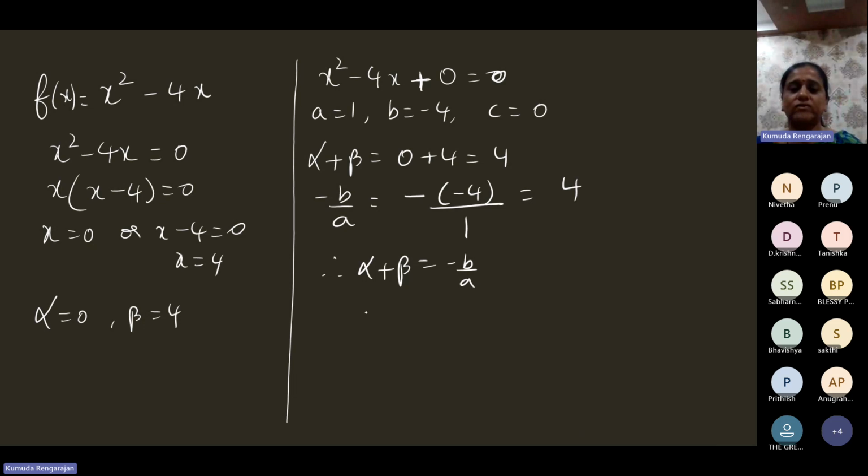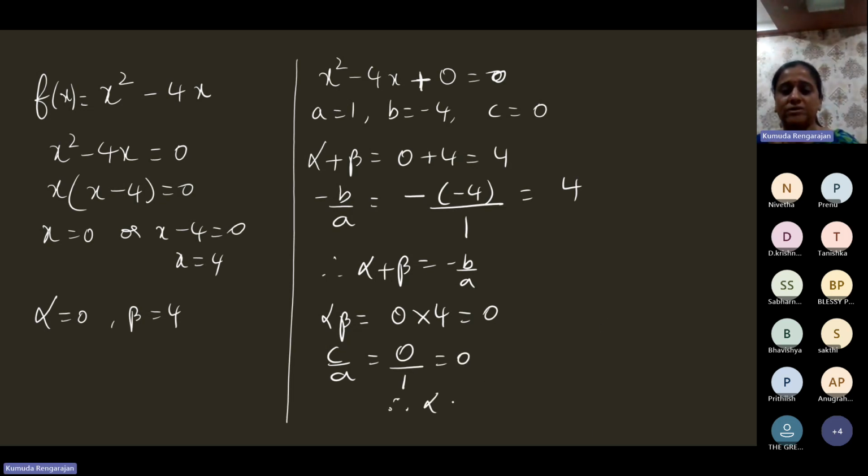Next, we have to find c by a. That is, the product of the zeros first, of course. So alpha beta is equal to 0 into 4, which is 0. c by a is equal to c is 0 by 1, which is 0. So therefore, alpha beta is equal to c by a. Hence verified.